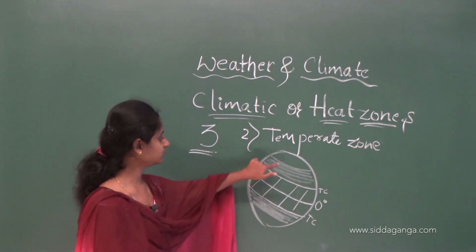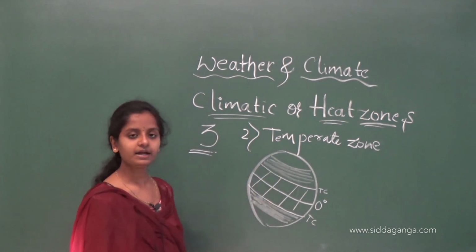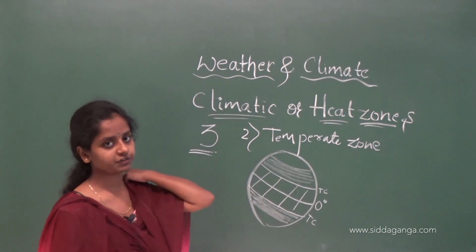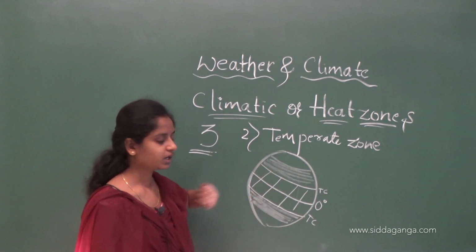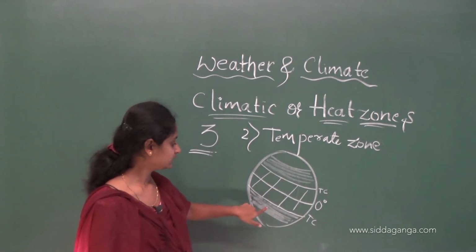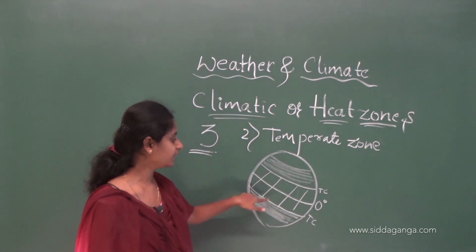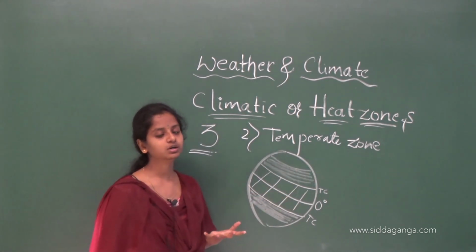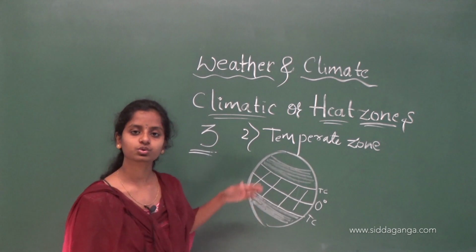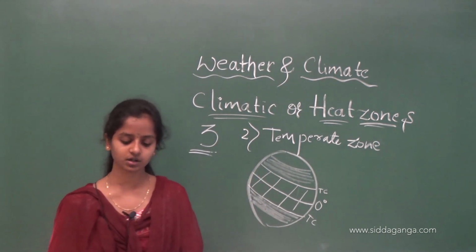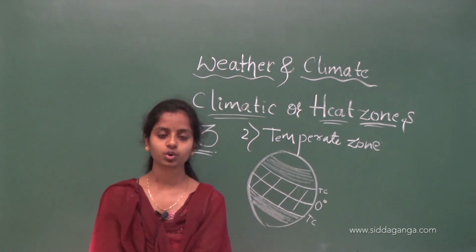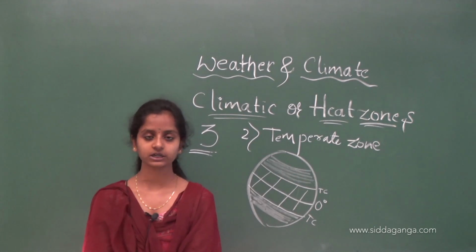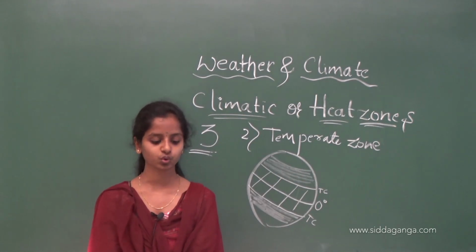So, this is the temperate zone and it will not have much heat. The climate will be moderate because this zone and this zone are away from the equator. They are not nearer to the equator. That is why those two zones are not very hot and not very cold.